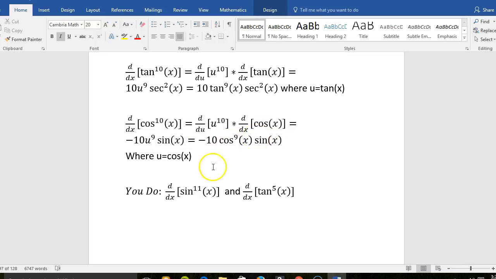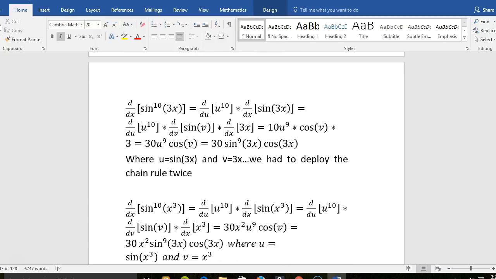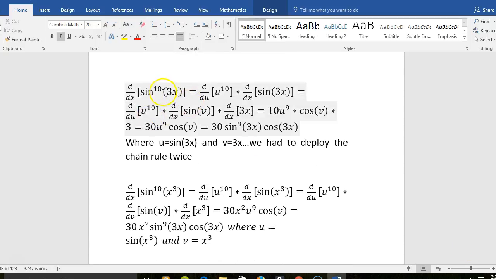And I'll leave it for you to do these for homework, this guy and this guy. And I think this video, I've got to end it pretty soon. Now, what if I get slick and put 3x inside here instead of x? Well, I've just got to do the chain rule. The bad news is I'd have to do two things.